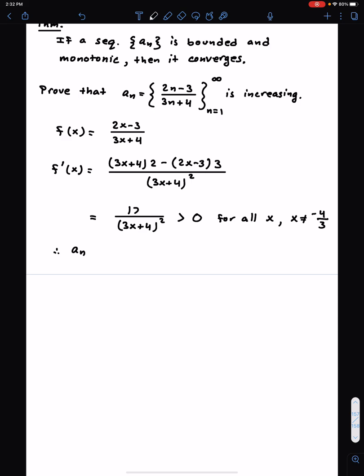Therefore, the sequence a sub n is increasing for all n greater than or equal to 1. So this sequence is increasing, and also if I take a limit as n approaches infinity, it's equal to 2/3.